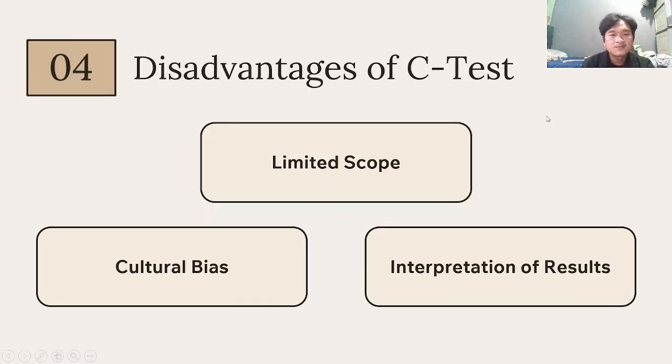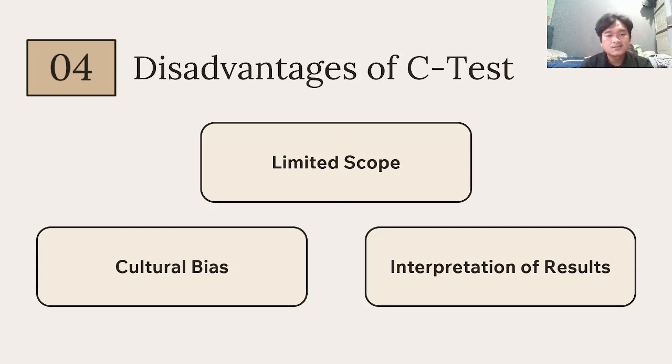Next, the disadvantages of the C-test. Number 1 is limited scope. A C-test primarily focuses on vocabulary and grammatical knowledge, which means it may not fully assess other important language skills such as speaking, listening, or writing. This narrow focus can overlook a learner's overall communicative competence and their ability to use the language in real-life situations.